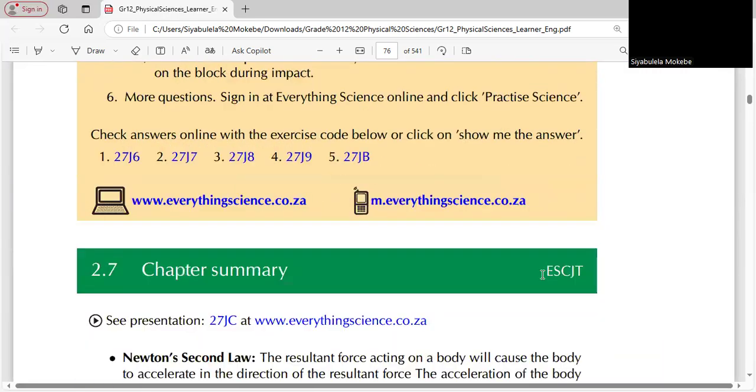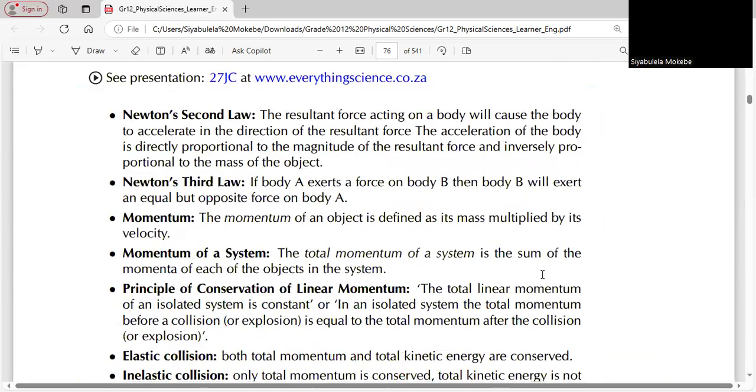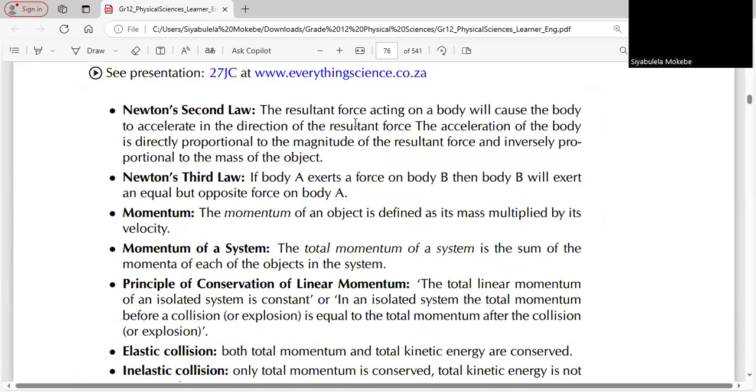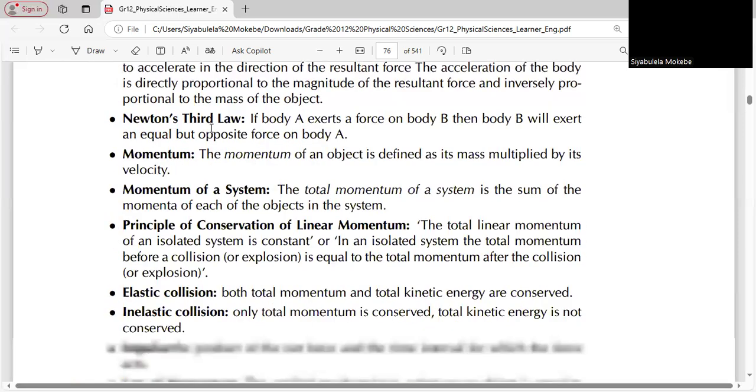Newton's second law: the resultant force acting on a body will cause the body to accelerate in the direction of the resultant force. The acceleration of the body is directly proportional to the magnitude of the resultant force and inversely proportional to the mass of the object. Newton's third law: if body A exerts a force on body B, then body B will exert an equal but opposite force on body A.